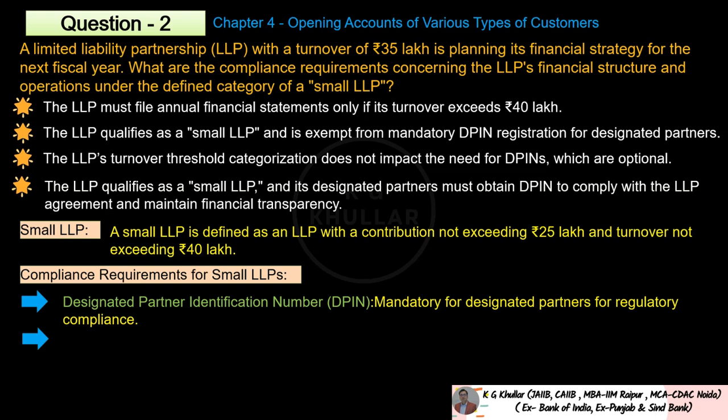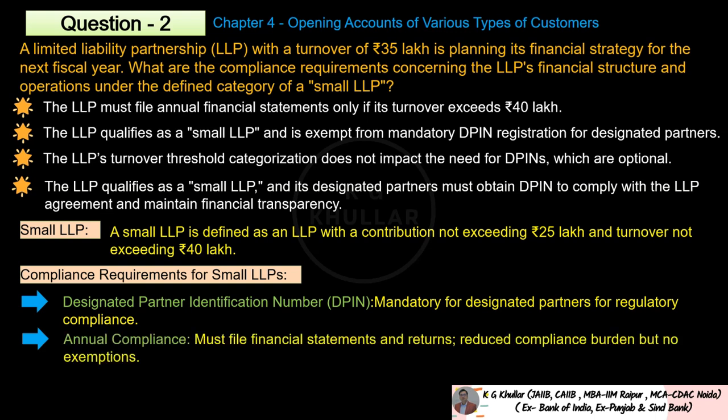The next is annual compliance. Friends, despite qualifying as a small LLP, the entity must also comply with filing annual financial statements and returns. The category of small LLP may offer certain relaxations in compliance burdens, such as reduced filing fees or simplified reporting formats, but it doesn't exempt the LLP from essential compliance obligations like obtaining DPINs for its designated partners.